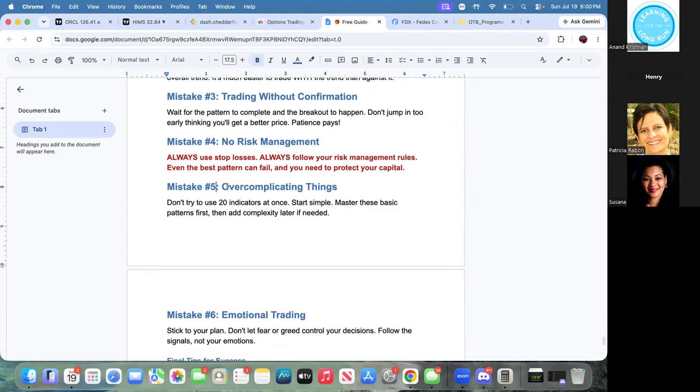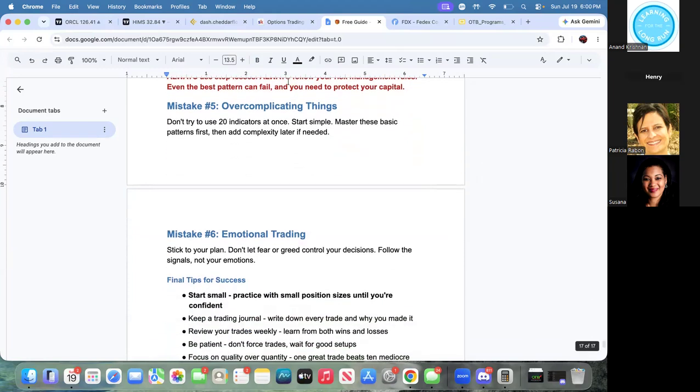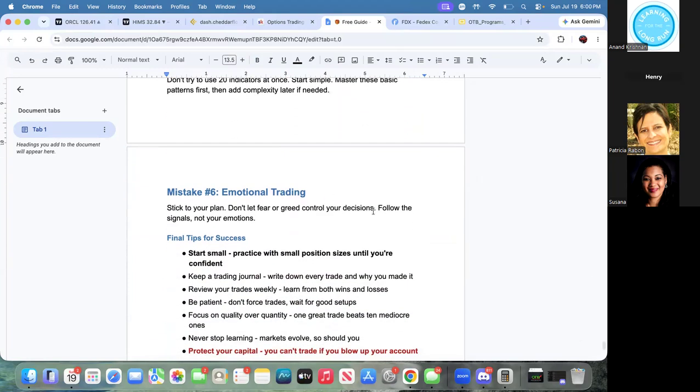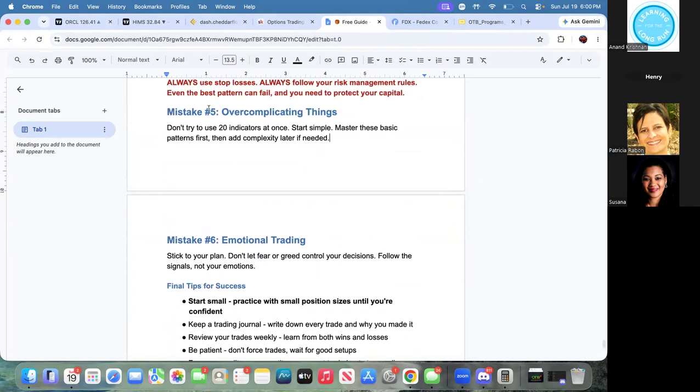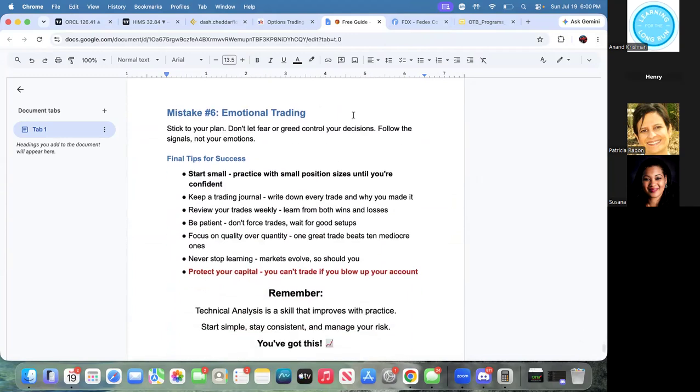Mistake five, overcomplicating things. This means doing too much research, going on YouTube to find out everything you can about a company, and that might give you too much information. Just take a look at technical analysis and how the market's moving in general. A lot of that can be a lot more helpful than doing too much research.